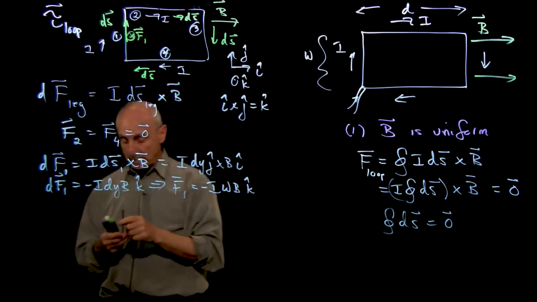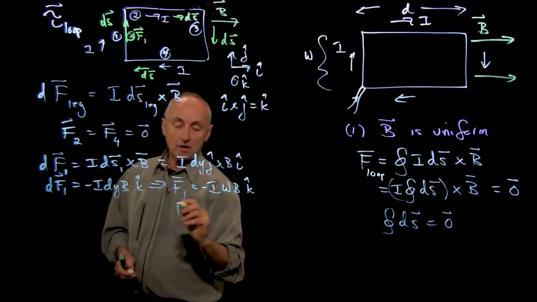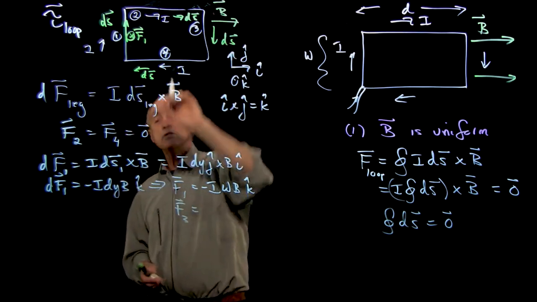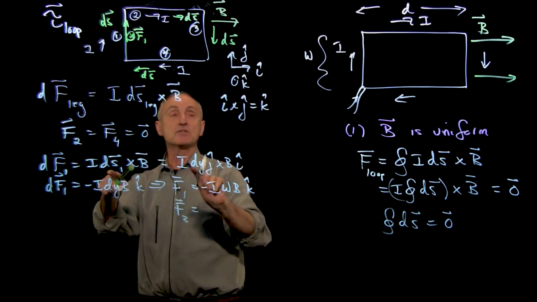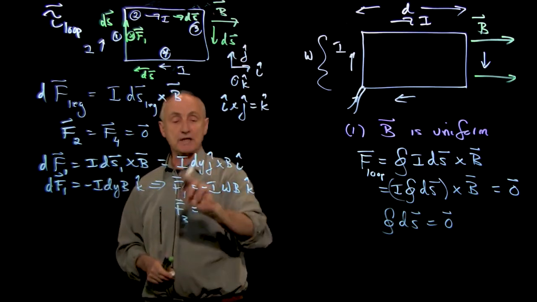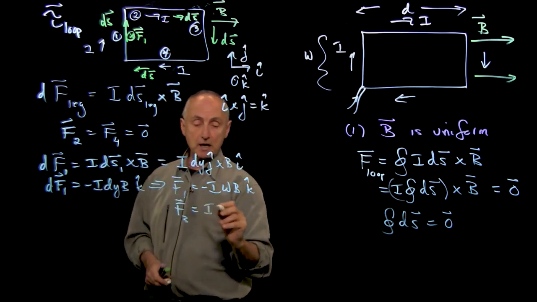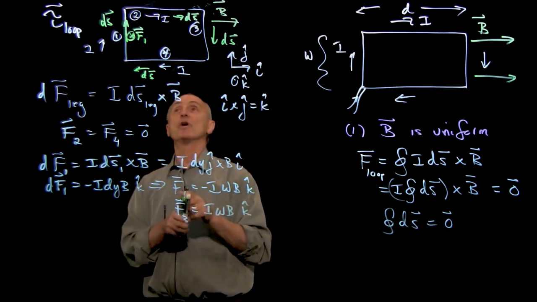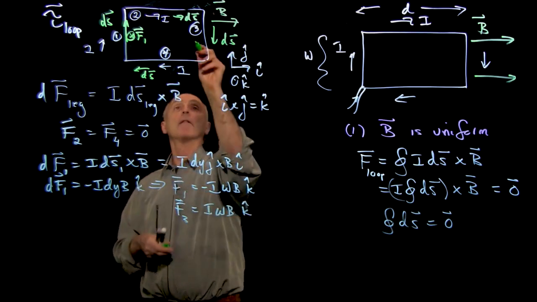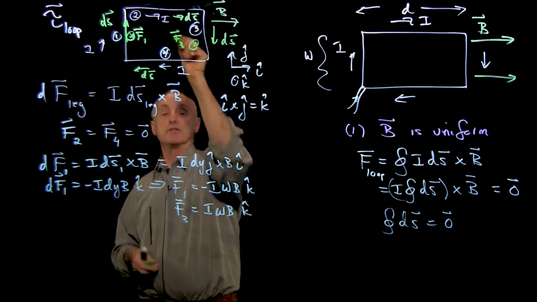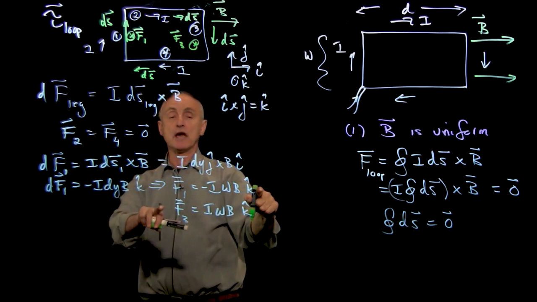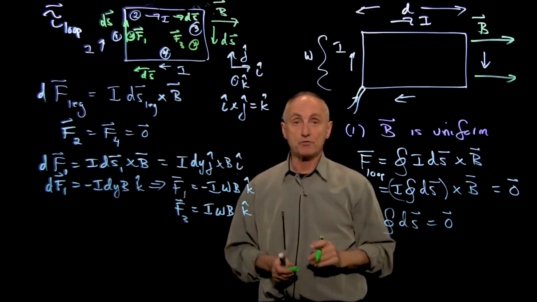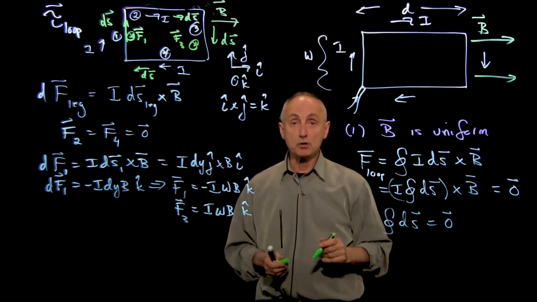Now, without repeating this whole calculation, for the force on leg 3, the only thing that changed was the direction of ds. On leg 3, ds is pointing down, so we'll get a change in sign. So we get I w B k hat. And that's a force on leg 3 coming out of the plane of the figure. When you add these two things together, you get 0, corresponding to the idea that there's no force on this loop.